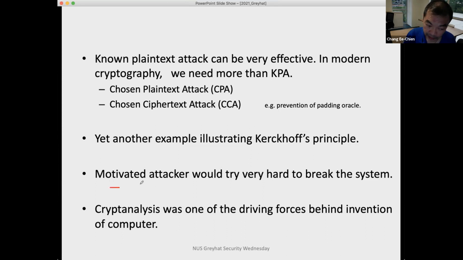And okay, this also illustrates a motivated attacker who tries very hard to break the system, even capturing the whole U-boat. Cryptanalysis was one of the driving forces behind the invention of the computer. Look at that. How to do cryptanalysis?